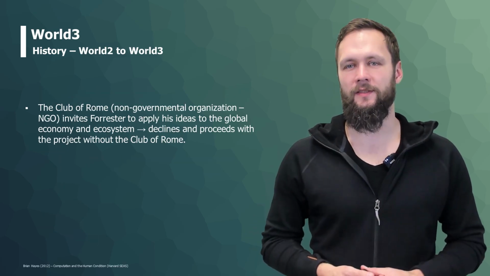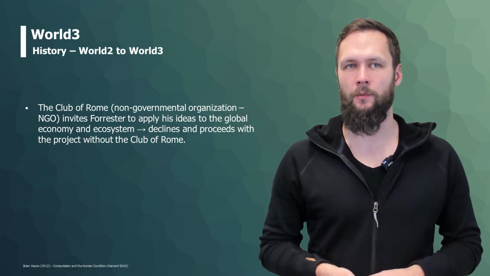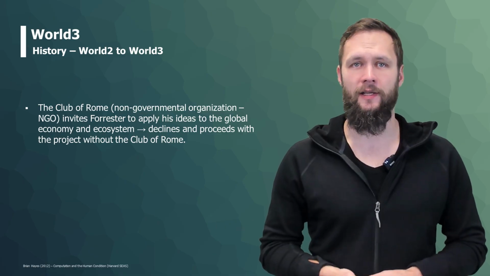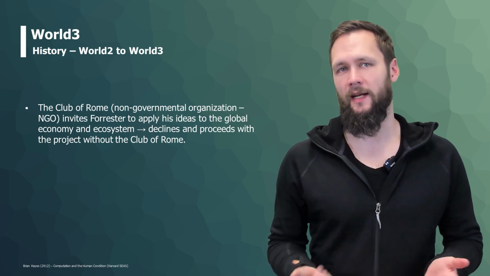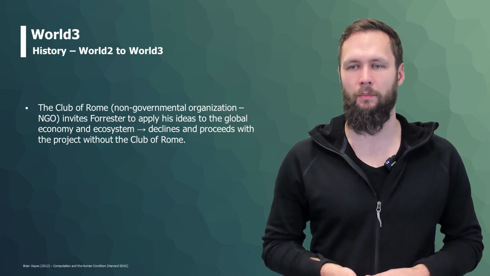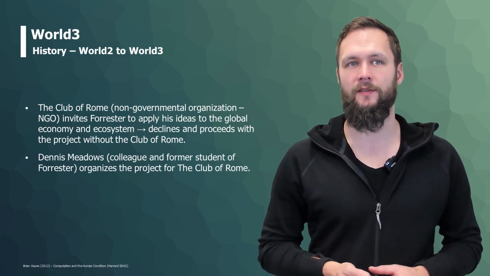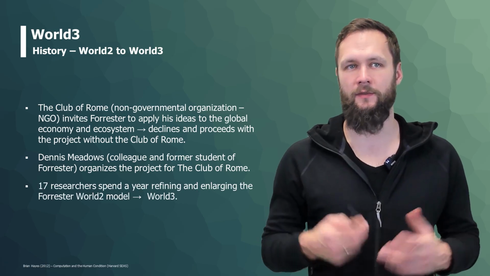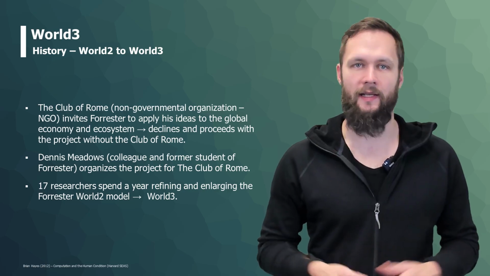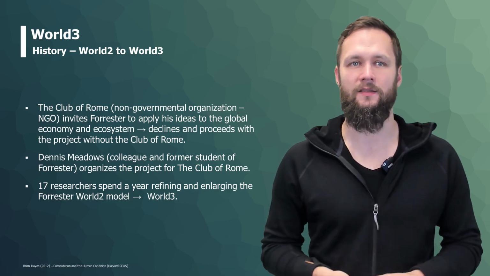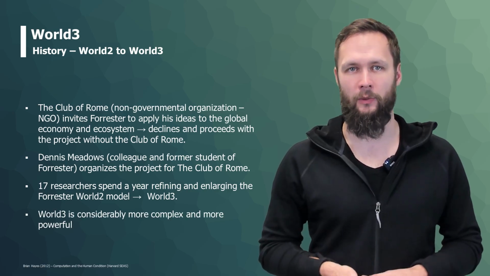Forrester uses the system dynamics approach for his World 2 model, and when he published that, the Club of Rome, which is a non-governmental organization, invites him to apply his ideas to the global economy and ecosystem. He declines and proceeds with the project without the Club of Rome, but one of his former students and a later colleague, Dennis Meadows, organizes the project for the Club of Rome. 17 researchers spend a year refining and enlarging the Forrester World 2 model, and you guessed the name of the result: the World 3 model, which is considerably more complex and more powerful.